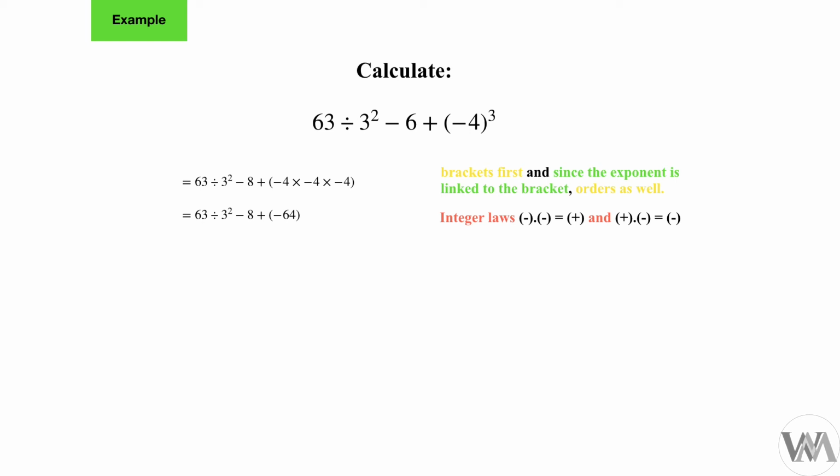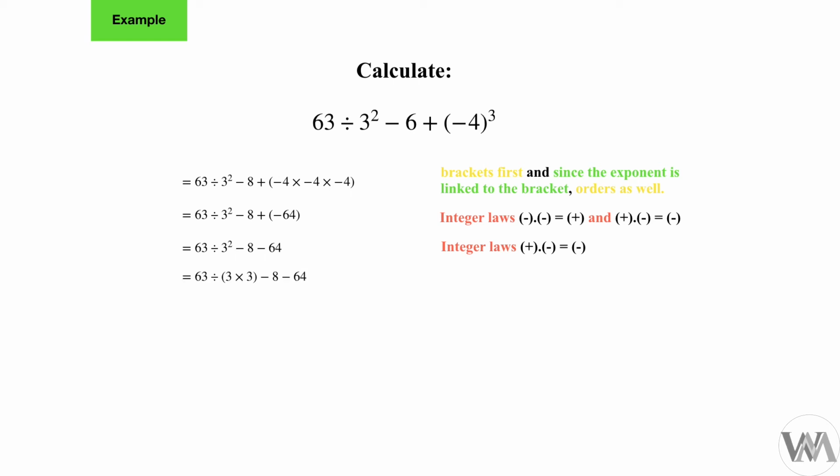So we have -64. And I'm going to keep this in brackets for one reason. We now have a plus and a negative next to each other. And here we need to apply our integer law once more. We are going to say a positive times a negative equals a negative. So those two signs become a negative. We must remember that just in front of a bracket, we have a multiplier of 1. So it's actually 1 times -64.